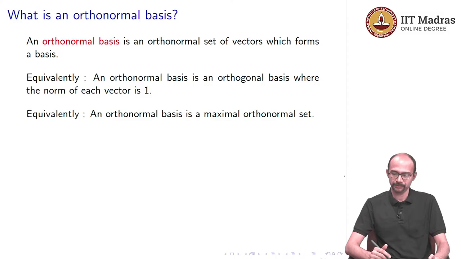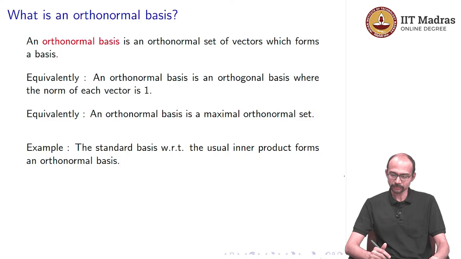Equivalently, an orthonormal basis is a maximal orthonormal set. To make it clear what we mean by that, this set is an orthonormal set and there is no bigger set which properly contains this set and which is also an orthonormal set. This is the largest possible orthonormal set you can get. You can't expand this set further and retain the property of being orthonormal.